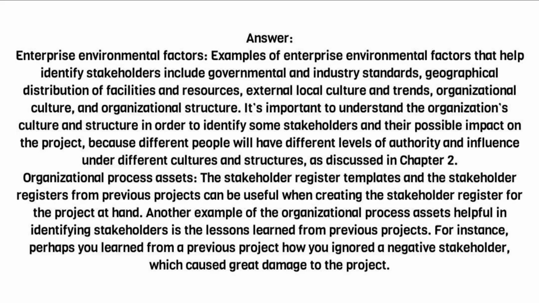Answer. Enterprise environmental factors. Examples of enterprise environmental factors that help identify stakeholders include governmental and industry standards, geographical distribution of facilities and resources, external local culture and trends, organizational culture, and organizational structure. It's important to understand the organization's culture and structure in order to identify some stakeholders and their possible impact on the project, because different people will have different levels of authority and influence under different cultures and structures, as discussed in Chapter 2.